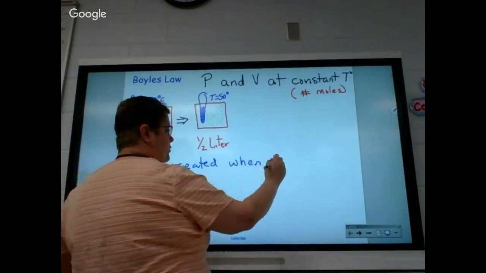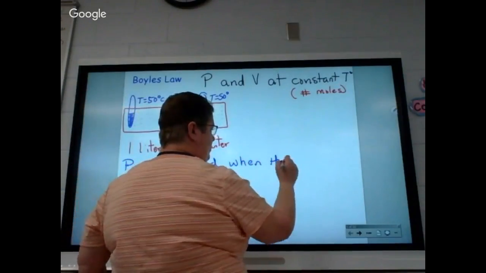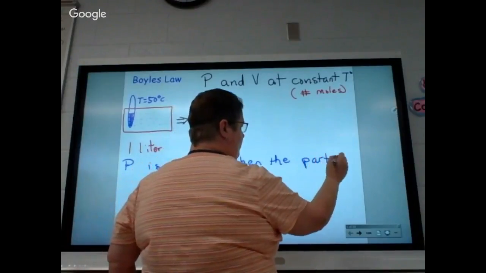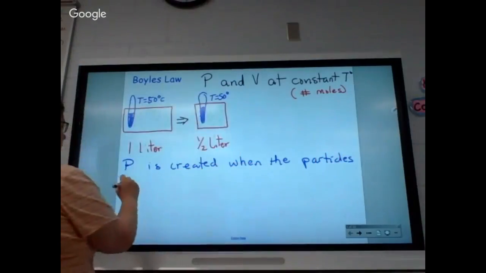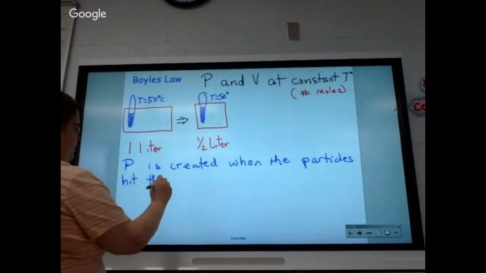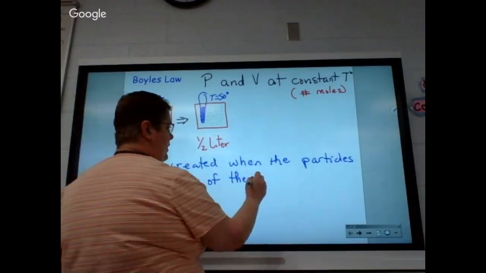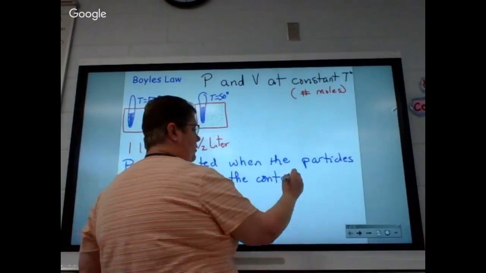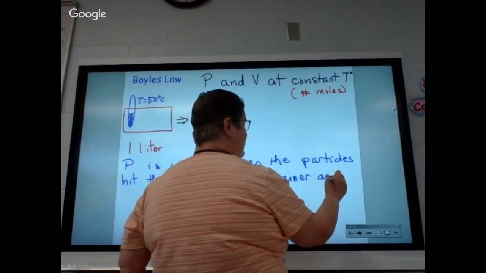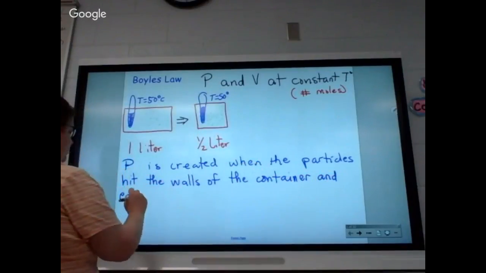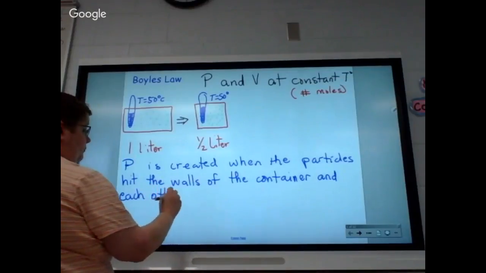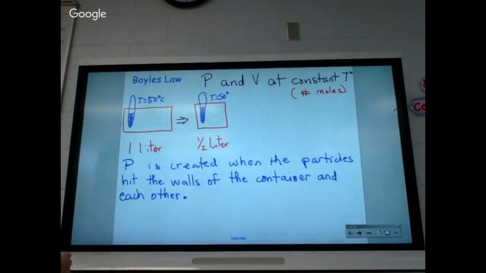Pressure is created when the particles hit the walls of the container and each other. Okay? That's how pressure is created. All day long, when I ask about pressure, that's how pressure is created.